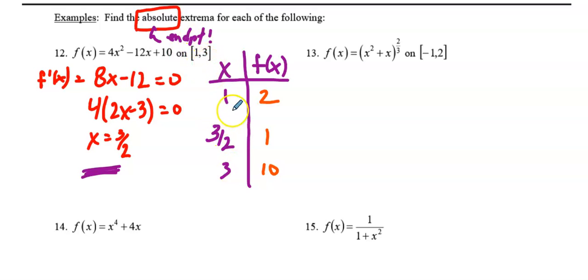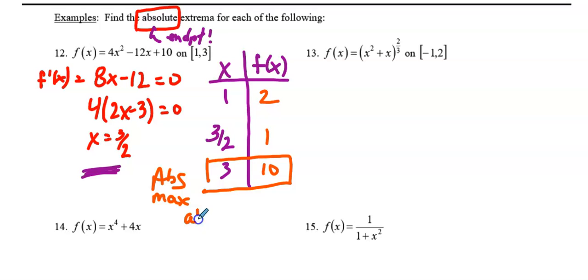All right. So we look and see what's the highest y value and the lowest y value. So the highest y value is actually at 10. So we have an absolute maximum here, and you would say that it's at x equals 3, and the actual value is equal to 10. All right, and usually this is a legit answer for you on the exam: an absolute max at x equals 3, y equals 10.